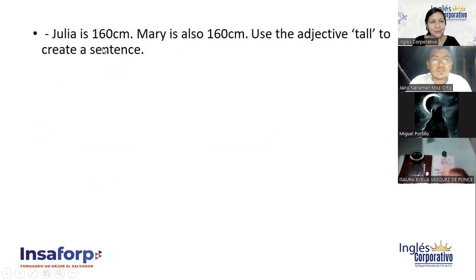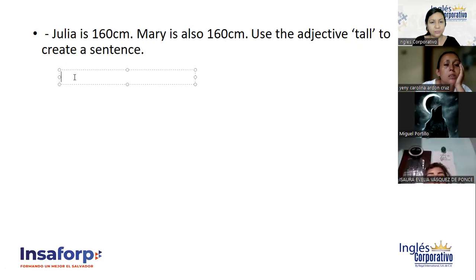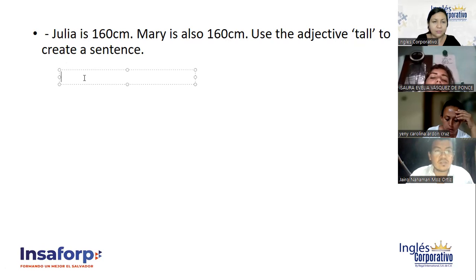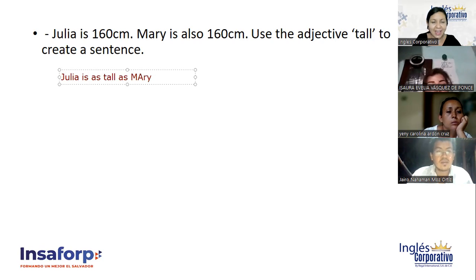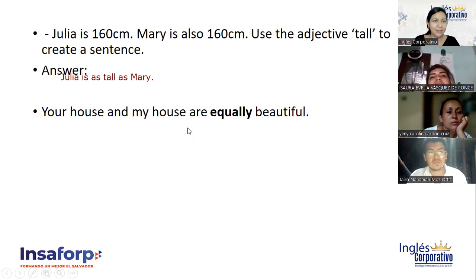Okay, in this case, Julia is 160 centimeters. Mary is also 160 centimeters. So use the adjective tall to create a sentence. Maybe Julia is as tall as Marie. Maybe it's correct. Yes, it's correct. Okay. Great. Do we have more problems?